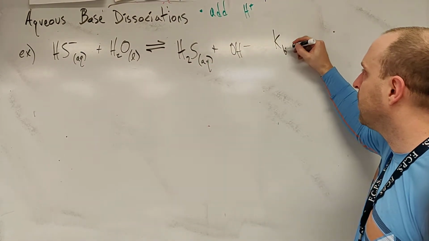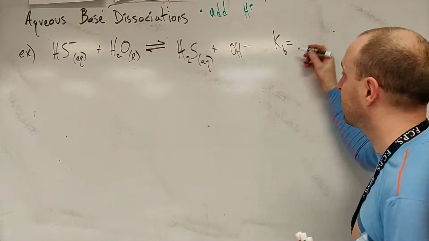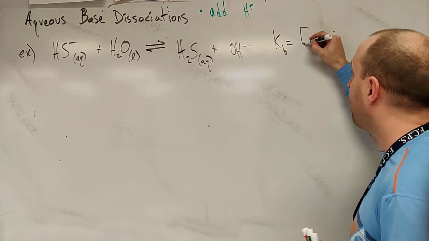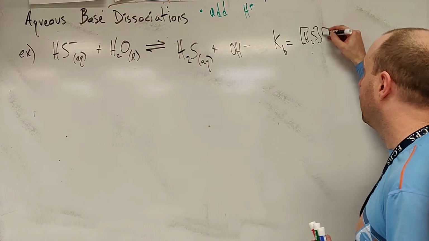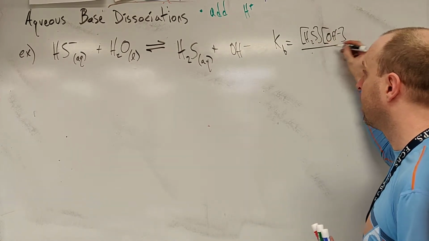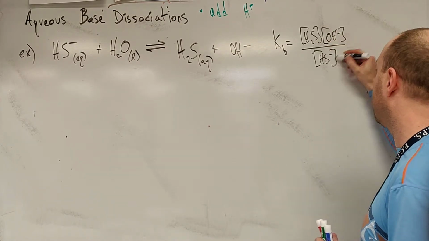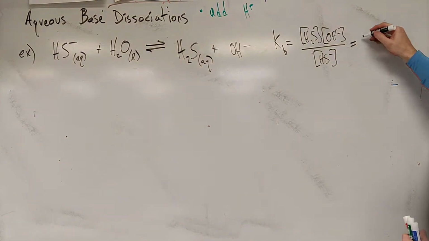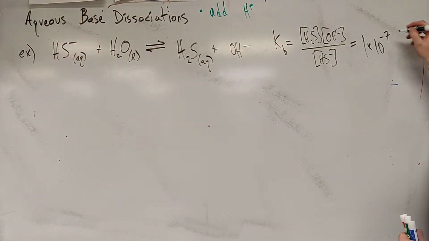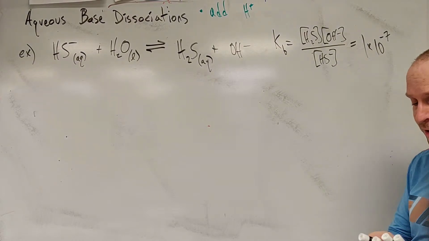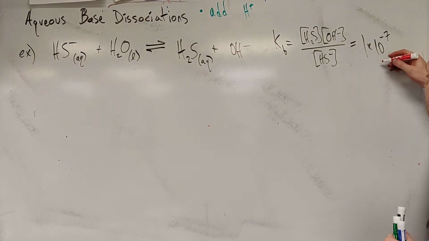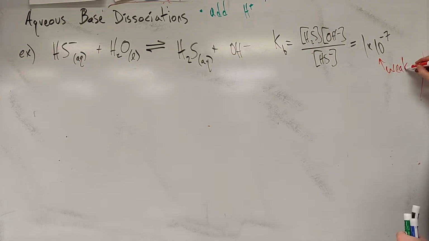We're going to have a Kb expression, again, because this is a base. We've got H2S, OH-, HS-. And this has a value of 1 times 10 to the minus 7th. All right? It's a weak base. We know that because this is not large. It's not the word large. So this is a weak base.